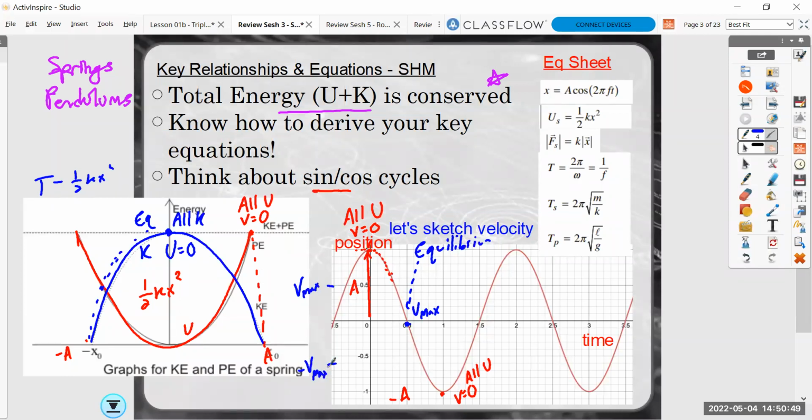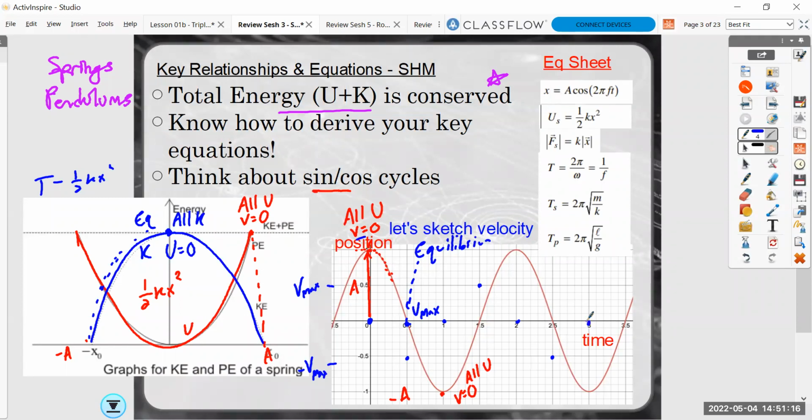positive and negative. And let's take a moment and reflect that at time equals 0, I have no velocity, right? I'm starting from rest. And then I have these other points where I'm at equilibrium and my velocity is a maximum. And then I'm going to stop again. And then my velocity is a maximum. Oh, I skipped a step here. That's okay. I'll come back around to get that.